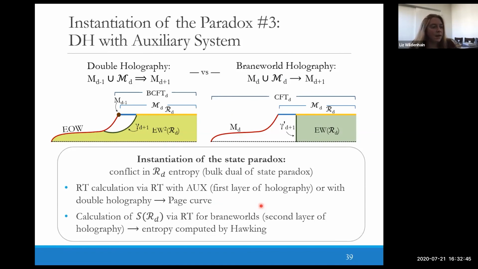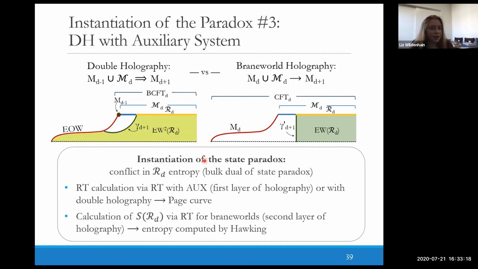So now, although this calculation is using essentially the same scenario as the second example of the paradox, we get a new perspective on the paradox if we look at the doubly holographic bulk dual, and we find that there is a bulk dual of the state paradox in that the entropy of the script RD region here appears to be different depending on which RT prescription you apply and which layers of holography you select to use.